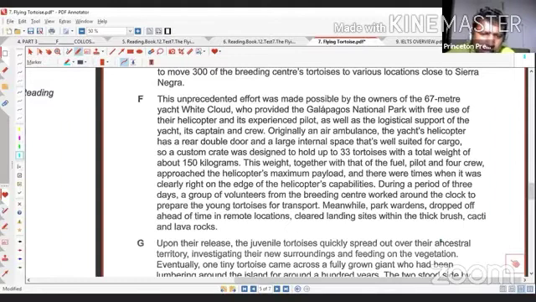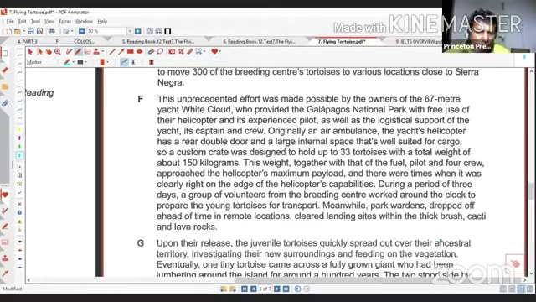A custom crate was designed to hold up to 33 tortoises with a total weight of about 150 kilograms. This weight, together with that of fuel, pilot and 4 crew, approached the helicopter's maximum payload. And there were times when it was clearly right on the edge of the helicopter's capability. So it was very weighty. During a period of 3 days, a group of volunteers from the breeding center worked around the clock to prepare the young tortoises for transport.